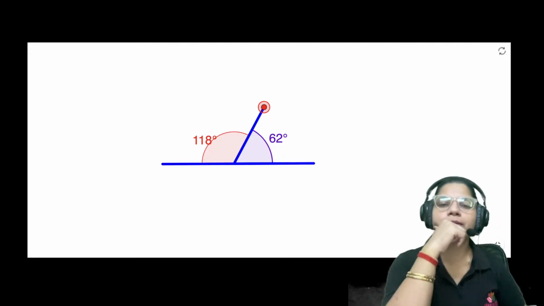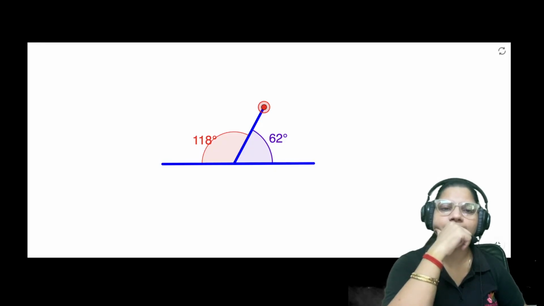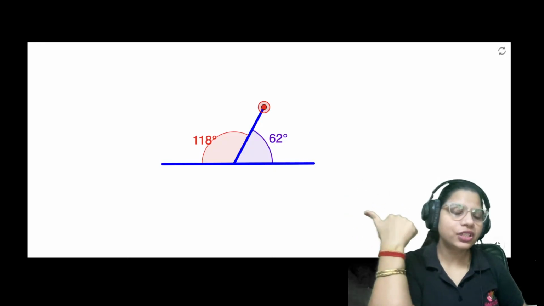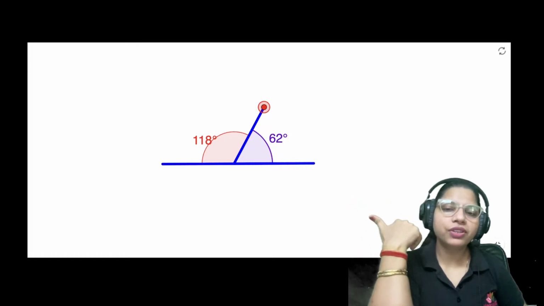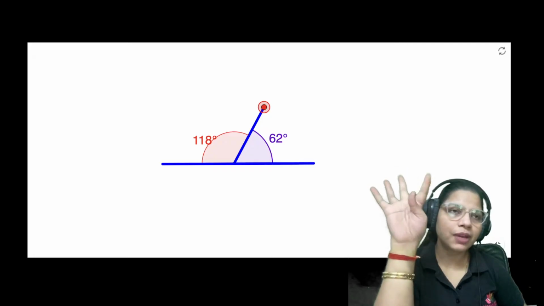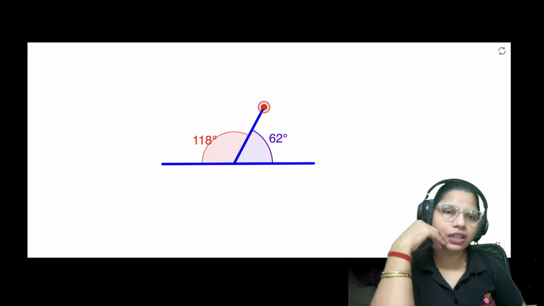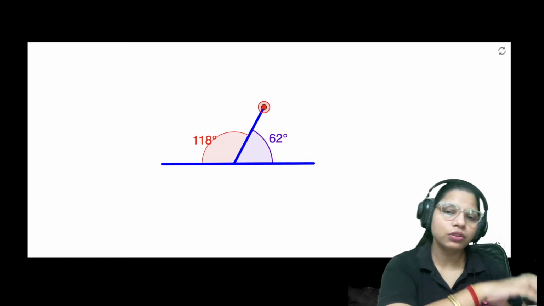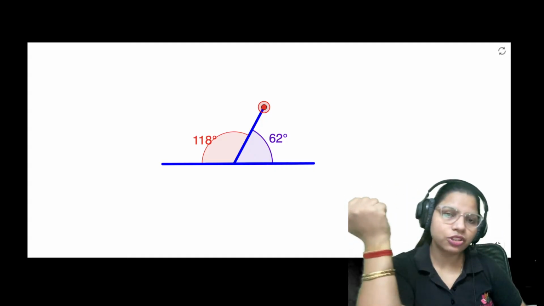Complementary and supplementary. Complementary starts with C, supplementary starts with S. C is smaller than S. So we just keep 90 and 180. 90 is smaller than 180, so it goes with C. Smaller goes with smaller, larger goes with larger.